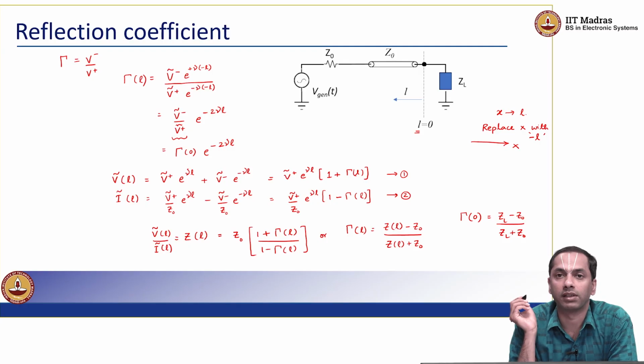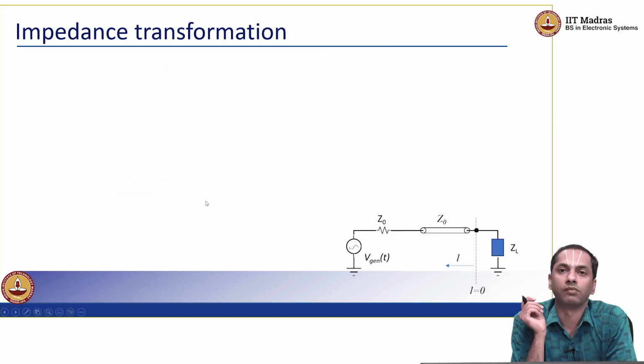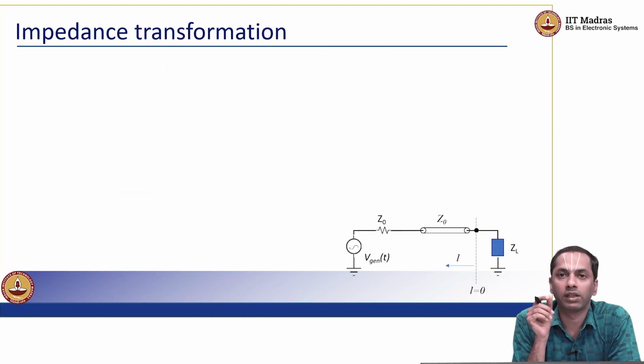So, this is something that we call impedance transformation. The impedance is a complex load ZL, but it is getting transformed to other loads Z as a function of L, depending on where you are looking along the transmission line in steady state. Okay. So, let us look at this impedance transformation a bit more closely, and we will derive a relationship.